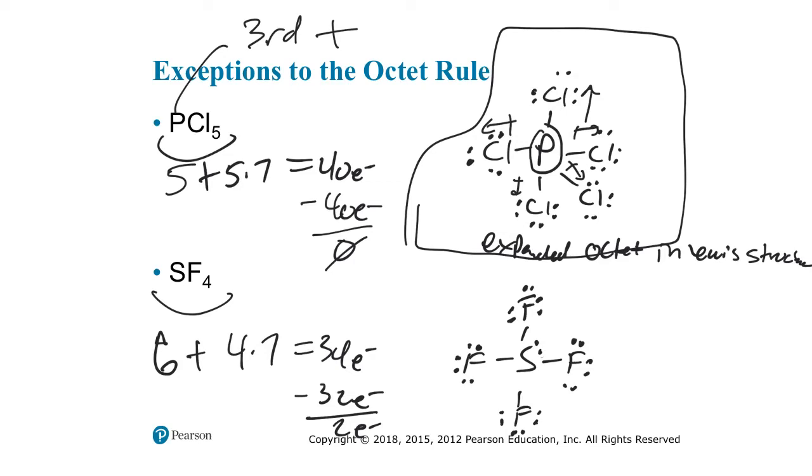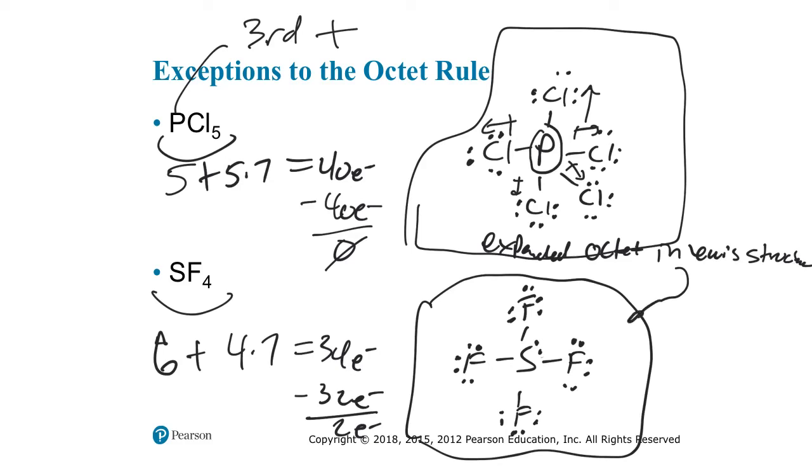Interestingly, the formal charge of sulfur would be 0. The same thing with the fluorines. So 0 formal charges all the way around in this molecule. So this would be the best Lewis structure for this molecule. So the octet of sulfur is also showing an expanded octet.